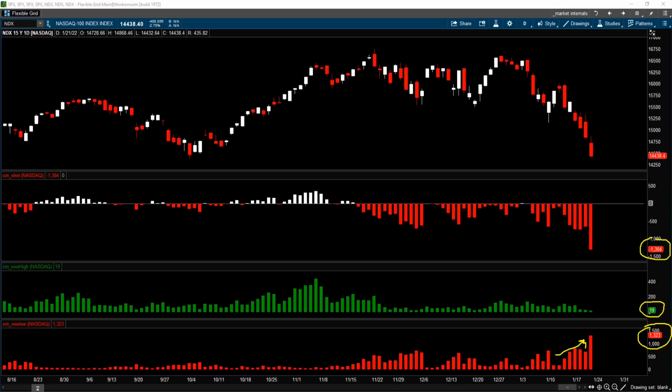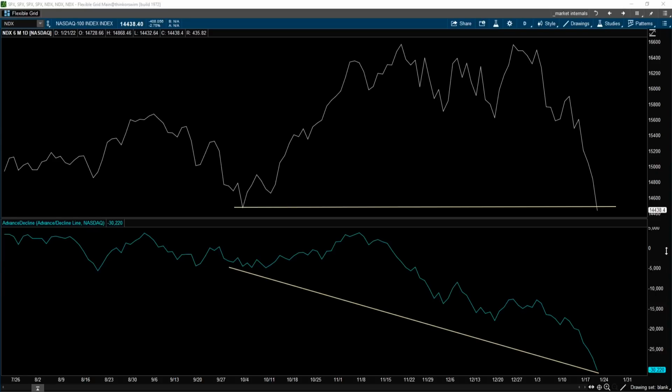So the net difference is 1,304 more new 52-week lows than 52-week highs. And on the Nasdaq cumulative AD line, we also see this negative divergence between the Nasdaq 100 and the Nasdaq AD line. The cumulative AD line has been resolved.